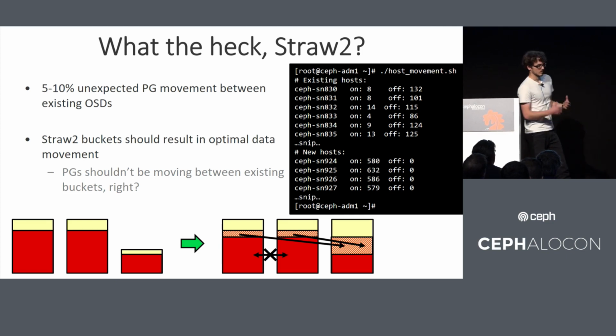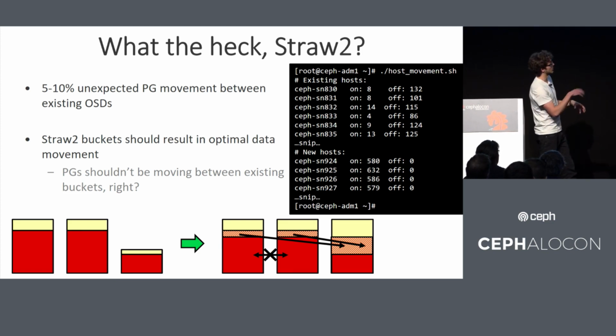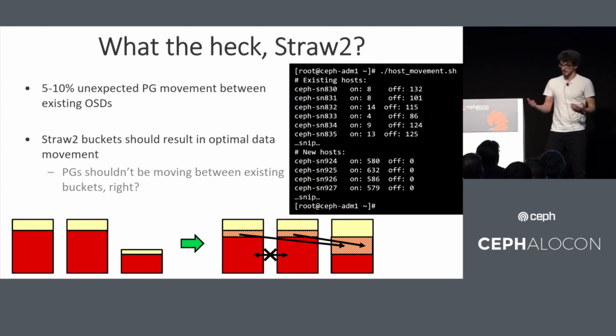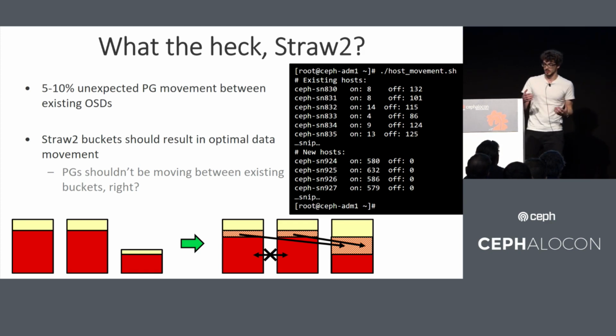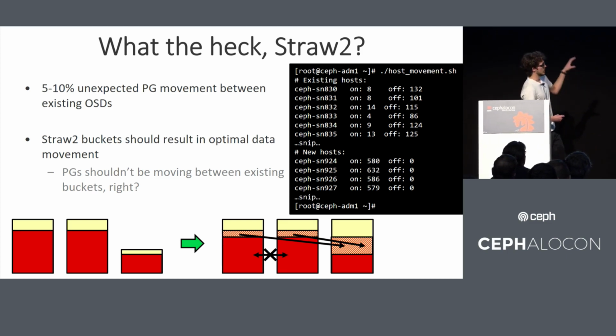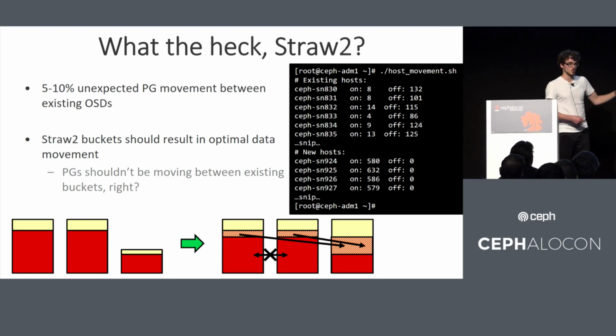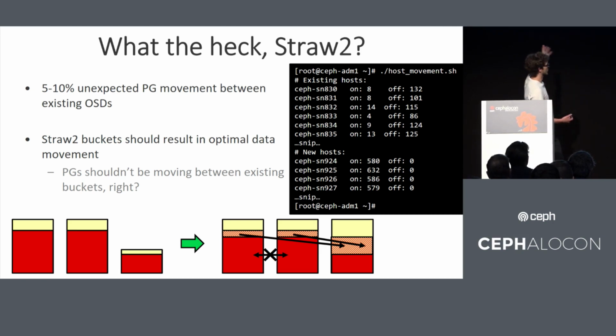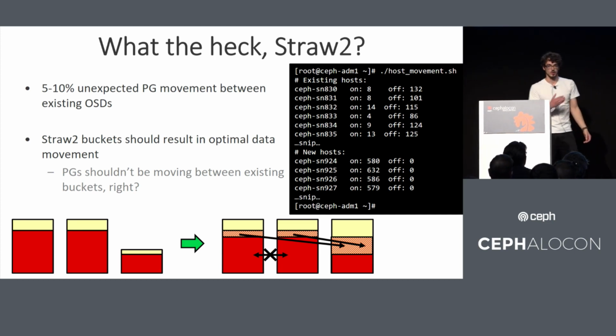The only place they can have come from is other existing storage nodes, and that violated what I thought Straw 2 should be doing. The assumption is always that it will do optimal data movement. You weight up a bucket, data will move into that bucket, it will not move between existing buckets. You're not changing anything in the existing buckets. There's no reason for placement groups to move between those OSDs.